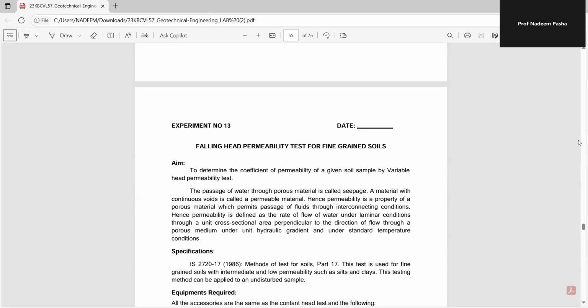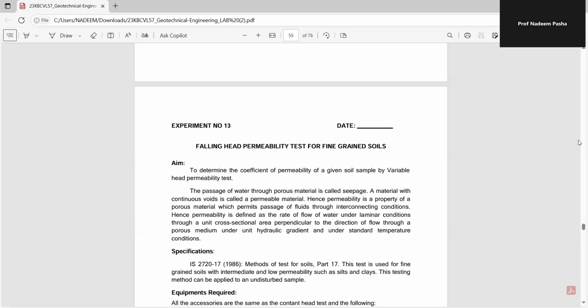So our aim of the experiment was to determine the coefficient of permeability of a given soil sample by the variable head permeability test. There are two types of tests: constant head permeability test and falling head permeability test. The constant head permeability test we have already studied in the last class. So now we are studying the falling head permeability test.